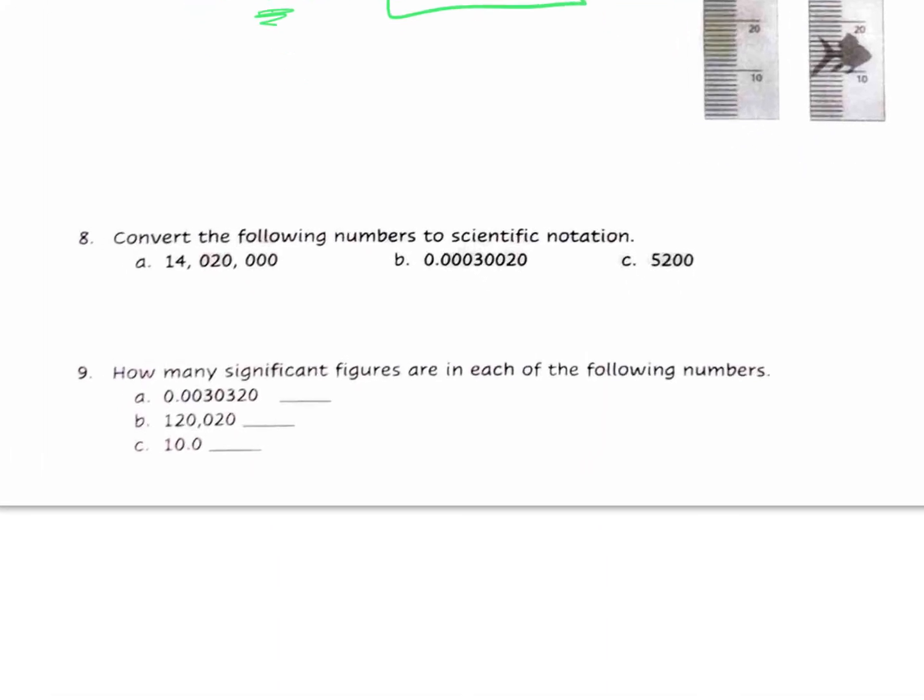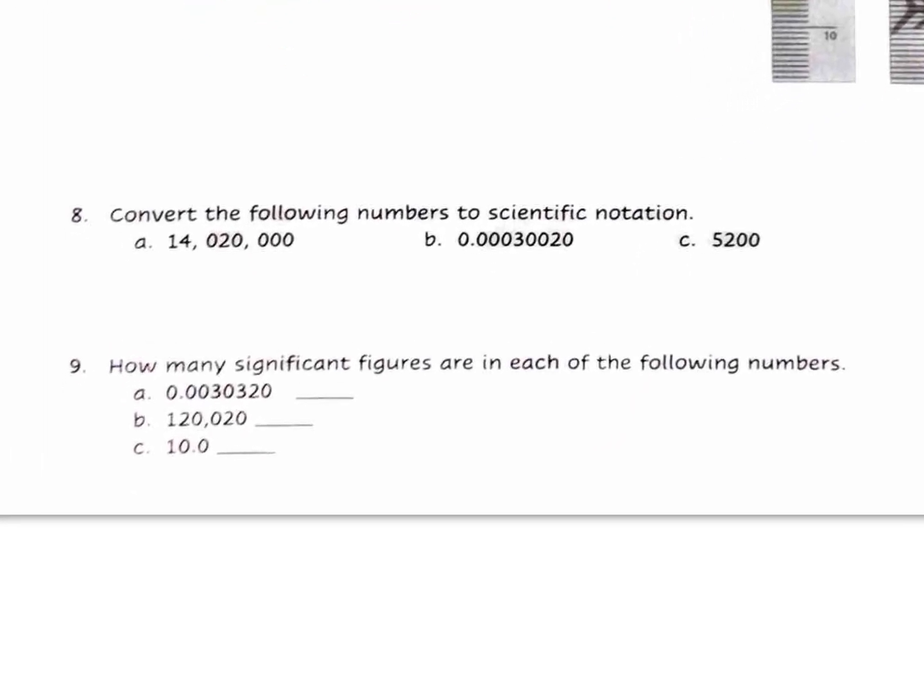All right, and then here it says, convert the following numbers to scientific notation. Now, if you know how to use your calculator, you can just put this number in, put it in scientific mode, and it will tell you what it is. And that is the best way to do these things so we don't get them wrong. But let's say we don't know how to do that.